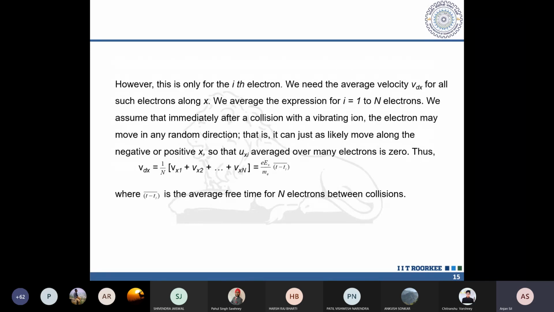Now, however, this is only for the ith electron. So you need to work out for n number of electrons, with i equal to 1 to n. So that you have realized.